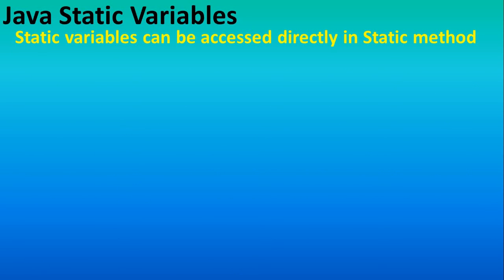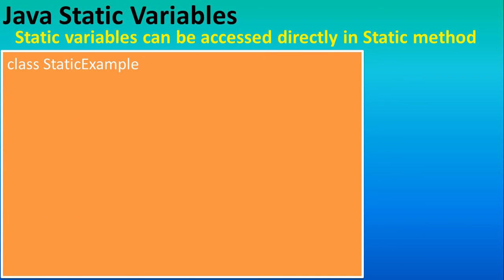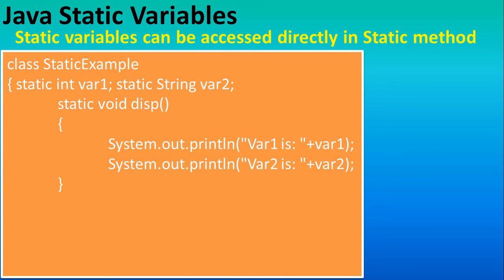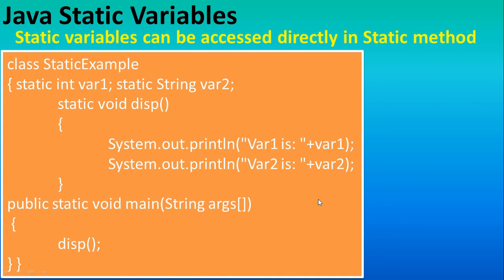Java static variable is the next one. It can be accessed directly in the static method. How? We will see. This is the class. These are the 2 static variables, and in the static method we are using these variables. You can use the main and call it without using an object.